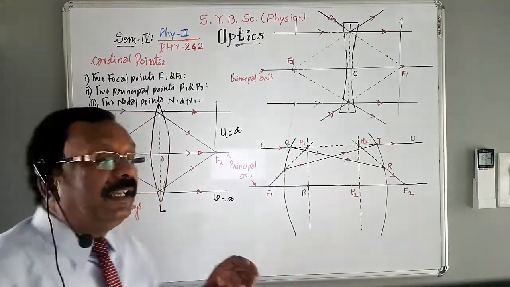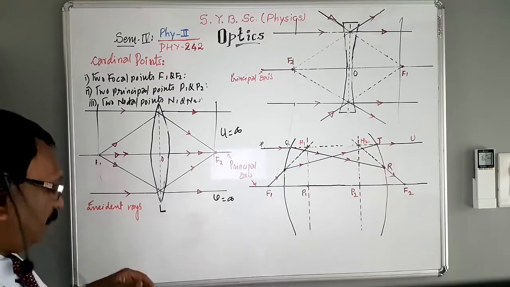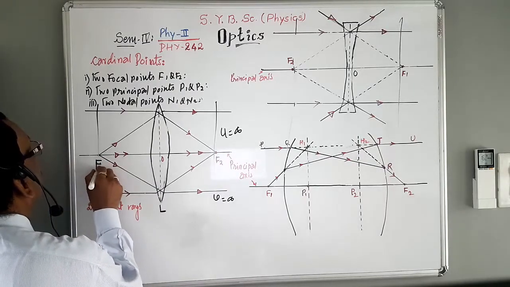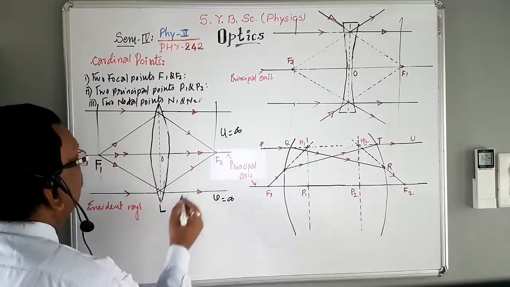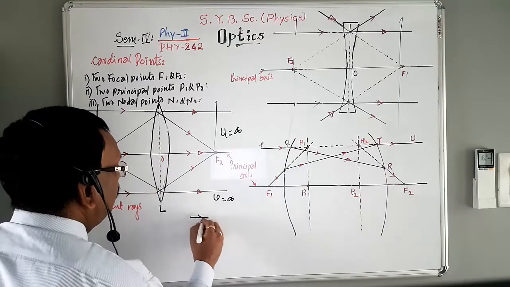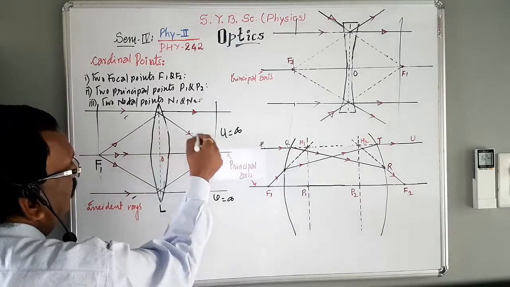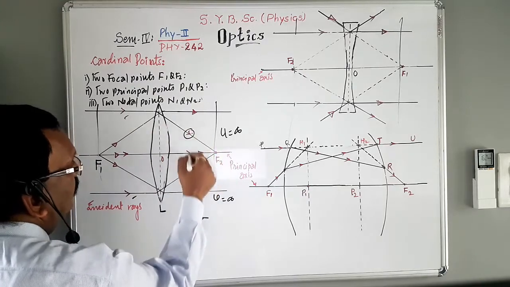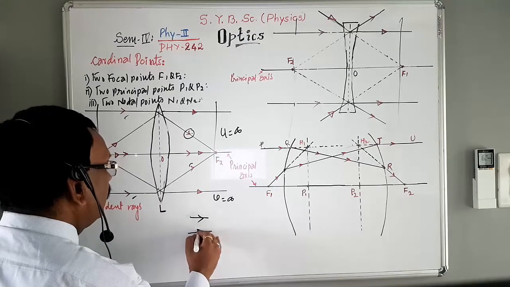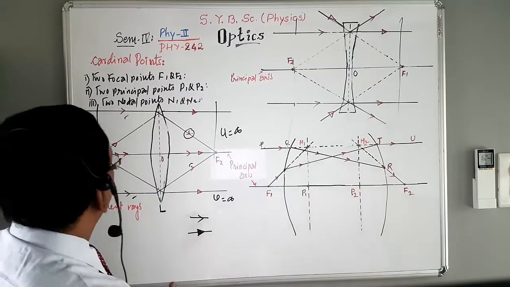Similarly, consider the rays starting from point F1, suppose this is point F1. See here, there is a difference between the types of rays. This is the first type of ray, like this one. After refraction they come to meet here. Now the second type of rays, to show the difference between them, are indicated by this arrow.